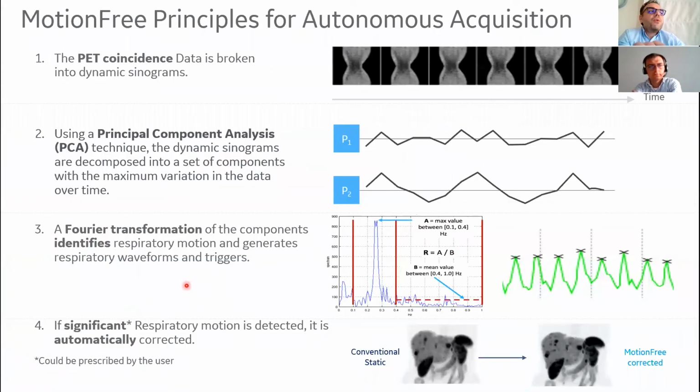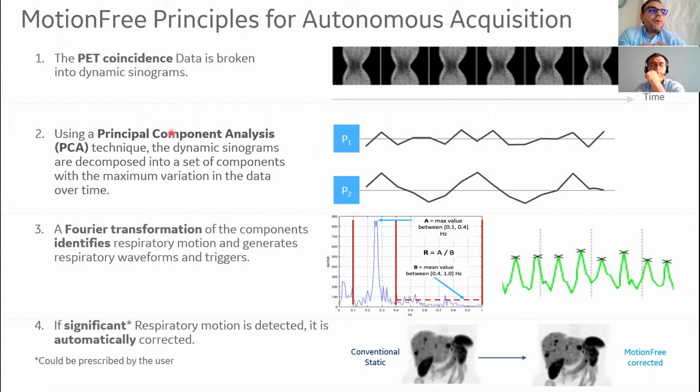So how is it performed? In the first step, we acquire PET coincidence events. These coincidence events are producing sinograms every half a second, every 500 milliseconds. In such a way, we organize the data over time. This looks like we have data in list mode, and we reorder the data in 0.5 second sinograms.